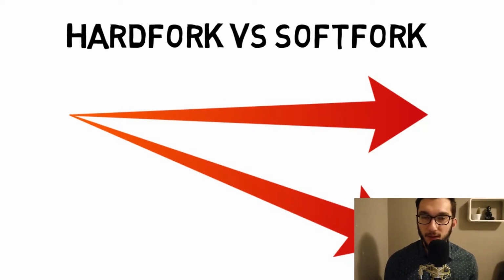It's not a requirement to update, which is different from a hard fork, because on a hard fork you have to use one chain or both, like you want. And SegWit, for example, is one of these soft forks.